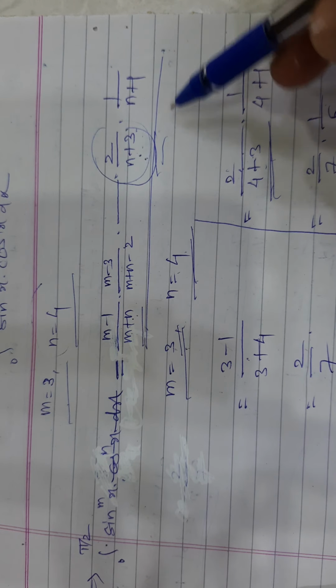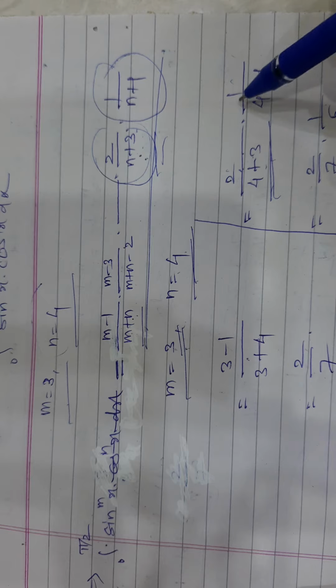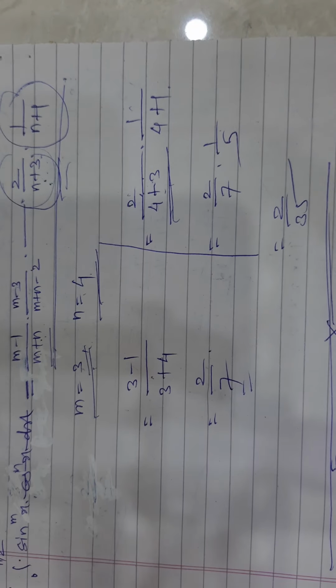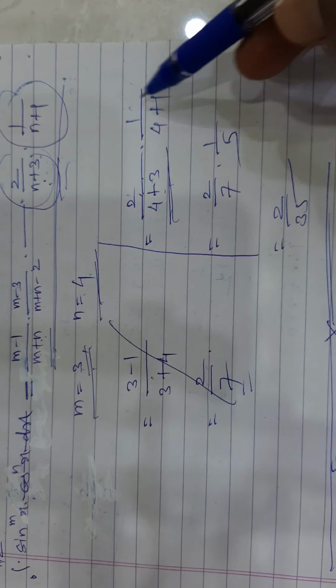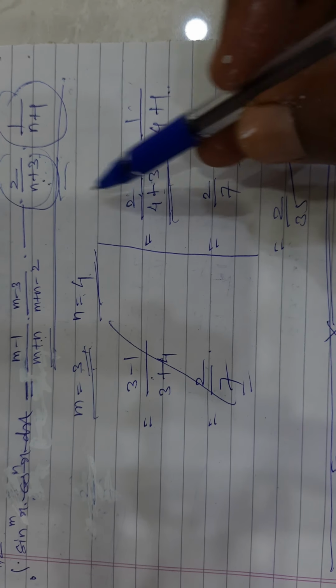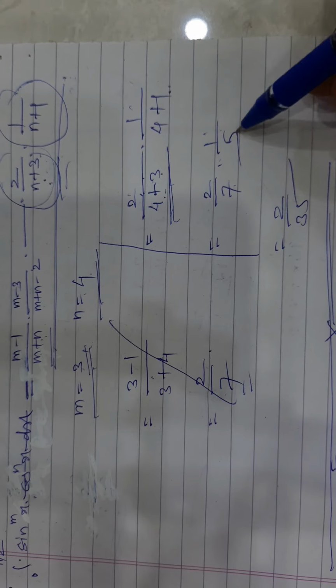And the last term will be 1 upon n plus 1. n is 4, 4 plus 1, that is 1 upon 5. So it comes as 2 upon 4 plus 1, upon n plus 1, 4 plus 1; 2 upon n is 4, 4 plus 3, 2 upon 7 into 1 upon 5, that is 2 upon 35.